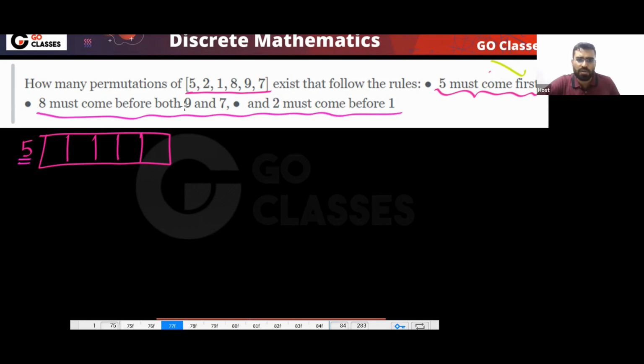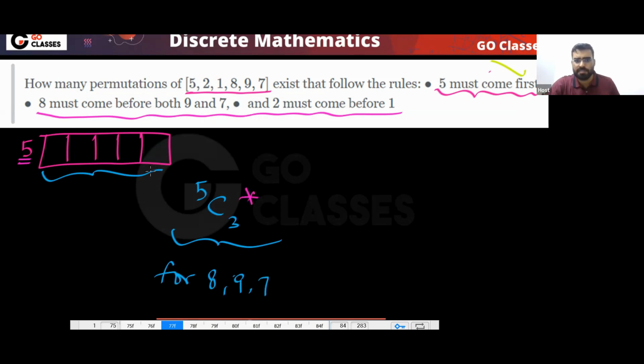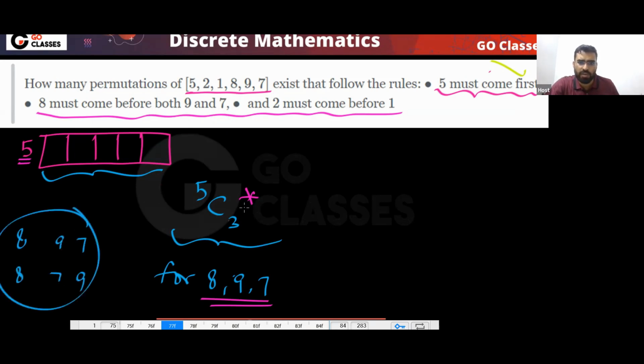8 should come before 9, 7. So there are 5 positions. From these 5 positions, you select 3 positions for 8, 9, 7. How many ways can they arrange? 8 should come before 9 and 7, so there are 2 ways. This 2 you are getting because of this.